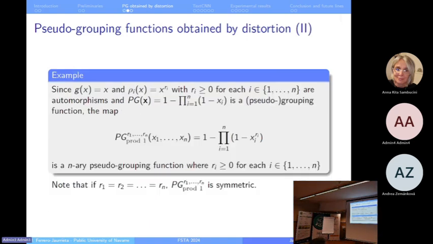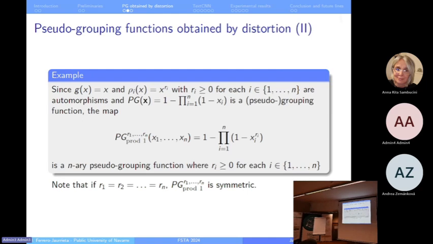From this result, we can obtain, for example, the following example. We have taken as G function the identity and the following pseudo-automorphisms, where we have a different positive exponent for each one. In this case, we take into account the pseudo-grouping. In this case, it's symmetric, but the constructed function is not symmetric. Also note that if all the exponents are the same, then this function is symmetric.